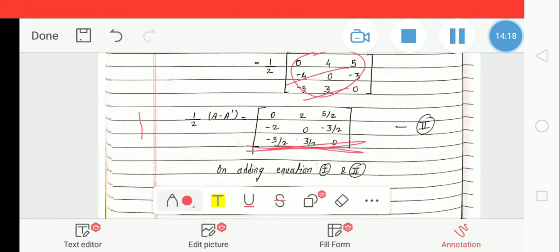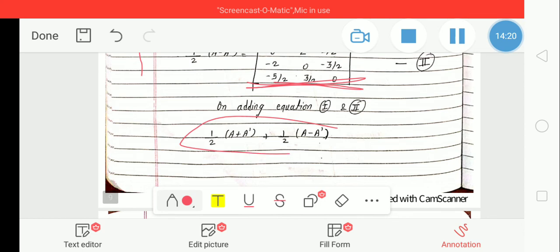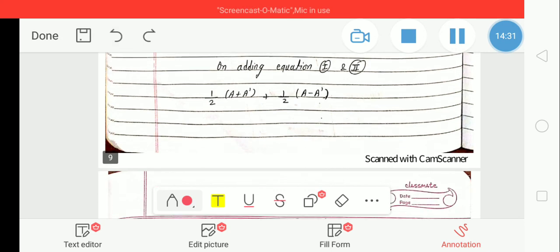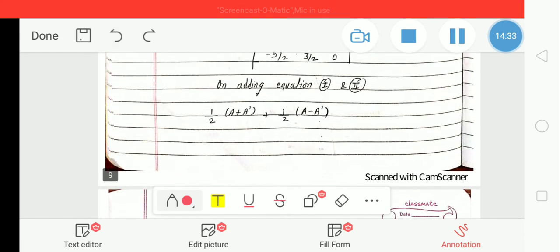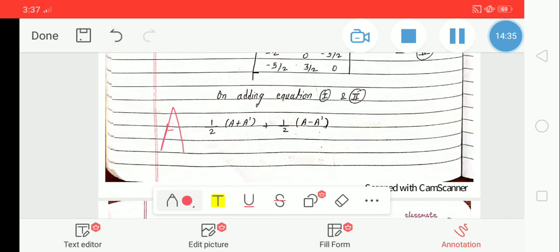Now add equation 1 and 2, which means half of A plus A transpose, meaning A dash, plus half of A minus A dash. This means this value is, we know that A is equal to this. We studied this in a previous one.